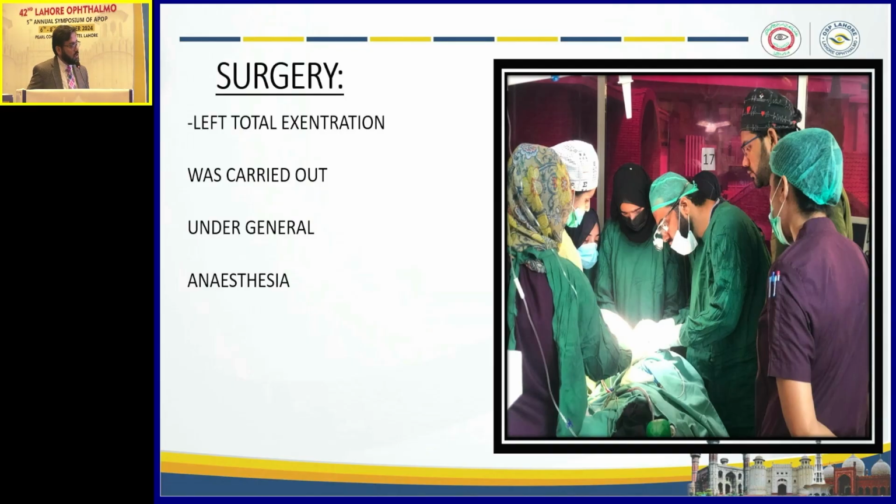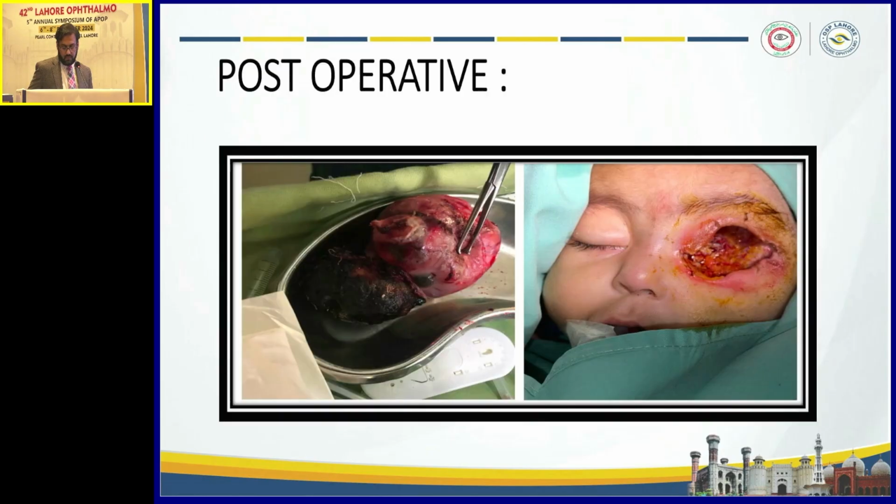This is me, and I am thankful to Professor Tayyab for giving me this opportunity and trusting me. So I and my team did this surgery, and we decided to enucleate the eye because the mass was increasing very rapidly. The child was uncomfortable, crying, and bleeding was there. So this is the post-operative picture, and this is the mass in the kidney tray, you can see, which we enucleated.